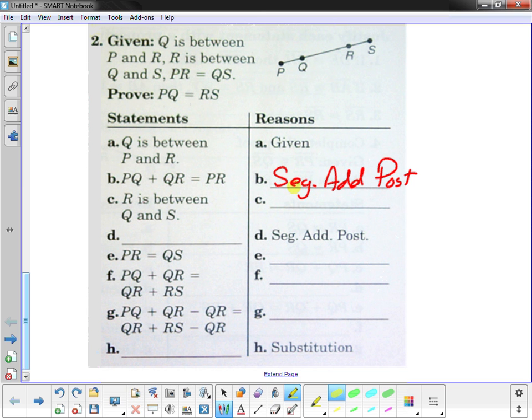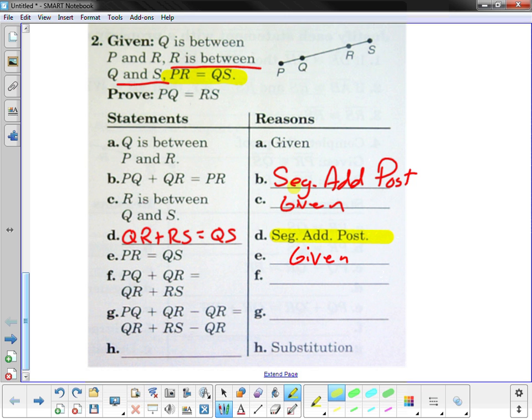Now we're told that R is between Q and S. Well, that was written up here again, so this is, again, given information. Now it wants us to use the segment addition postulate. That means I've got to use this R, the Q, and the S to add something up. So that would tell me that QR plus RS equals QS. Now I've got PR equals QS. I read that wrong. PR equals QS is right up here in our set of information. It's underneath the given.